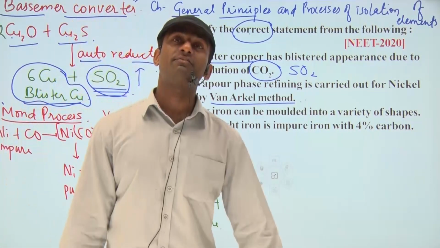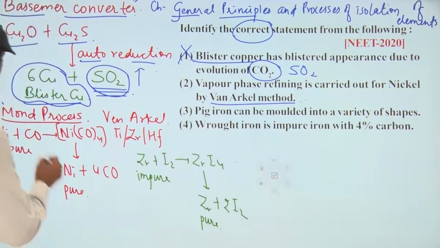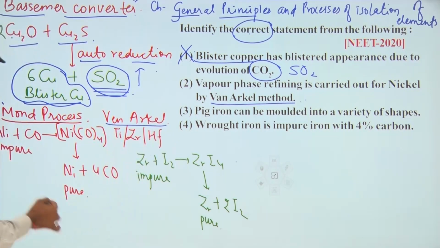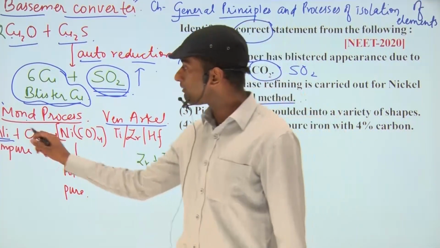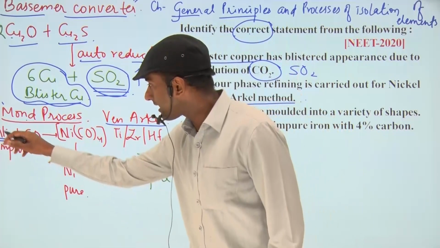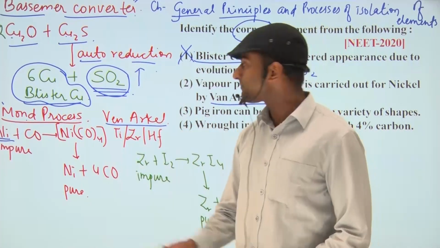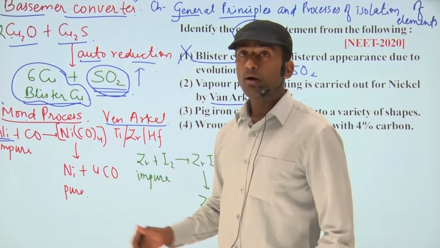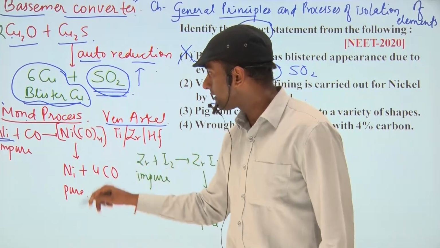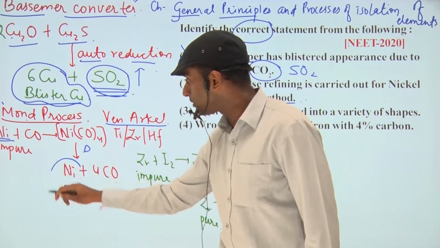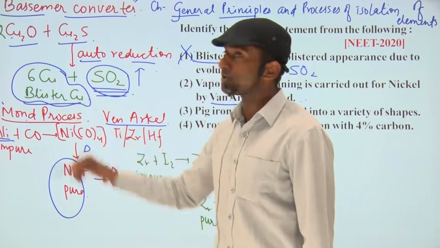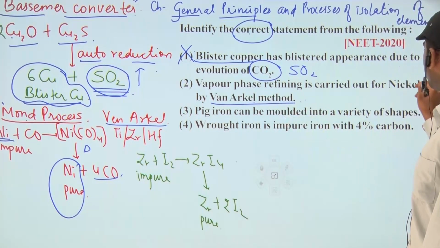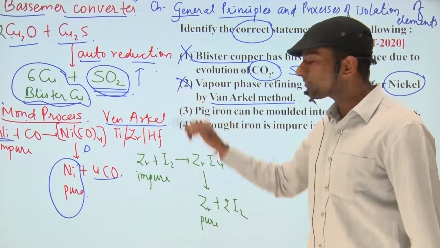As far as the vapor phase refining is concerned, we are having two techniques. One is the Mond process, next one is the Van Arkel. For the Mond process, we are using the metal nickel. You can see that carbon monoxide is the reagent here. If we have impure nickel, then CO is passed. In this, we get a volatile compound, tetracarbonyl nickel. On further heating, it will convert into pure nickel and carbon monoxide. This is the Mond process. So the Van Arkel method cannot be used for nickel here. So cross it. Wrong option.